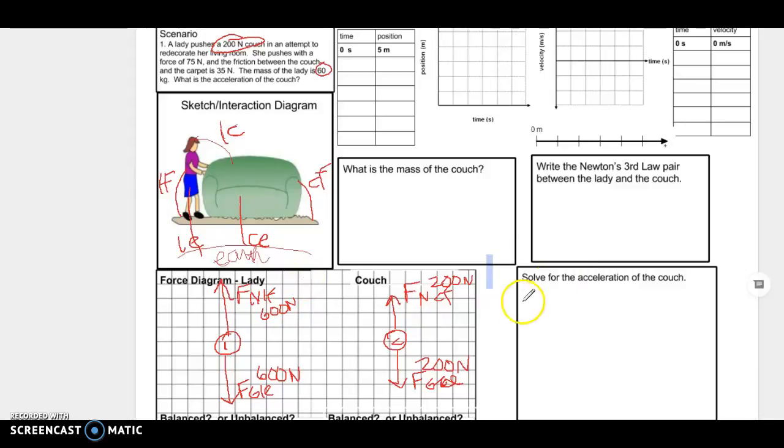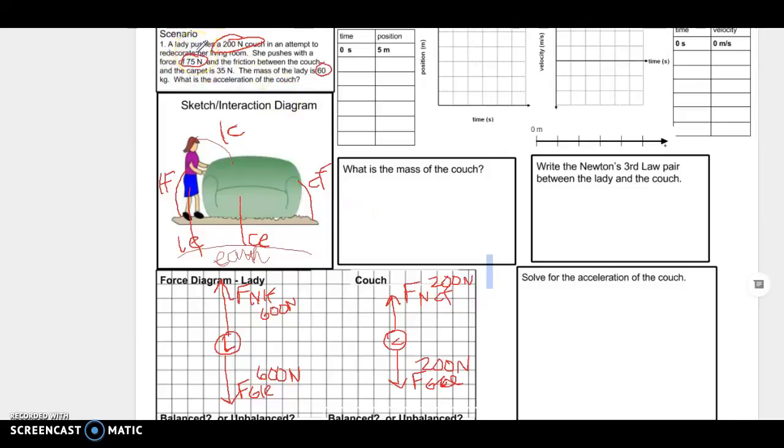Okay, so what other forces are acting? So we see that the lady and the couch are having an interaction. So this is going to be our force pair, all right? And on the quiz, this was something that a lot of people had trouble with, was getting things on the right picture, okay? So the lady is pushing the couch, all right, with a force of 75 newtons, all right?